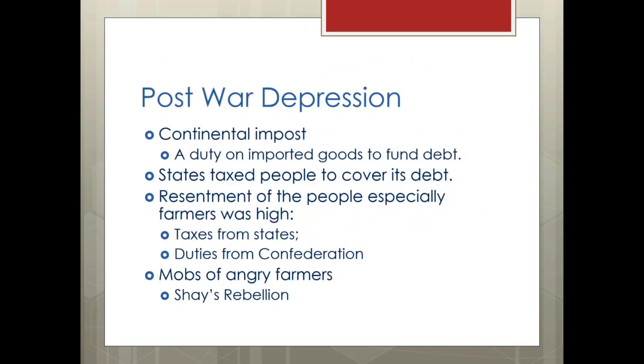With the post-war depression, the federal government had one means by which they could seek to obtain revenue, and that was to impose a duty on imported goods to fund some of their debt. The states could tax the people to cover their debts, but the import duties and the state taxes caused a lot of resentment amongst the people, especially the farmers. And it ended up with farmers engaging in revolts like the Regulator Rebellion and Shays Rebellion.